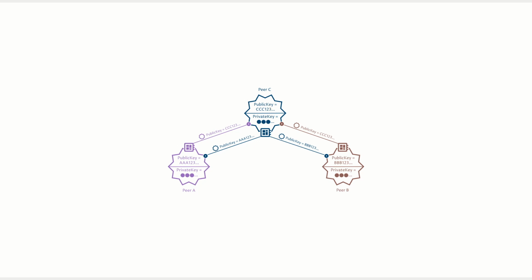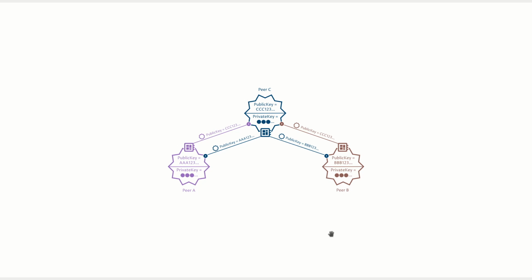So in order for peer C and peer A to communicate, you have to configure the local interface on peer A with peer C's public key and the local interface on peer C with peer A's public key. And same thing for peer B and peer C to communicate. You have to configure the local interface on peer B with peer C's public key and the local interface on peer C with peer B's public key.